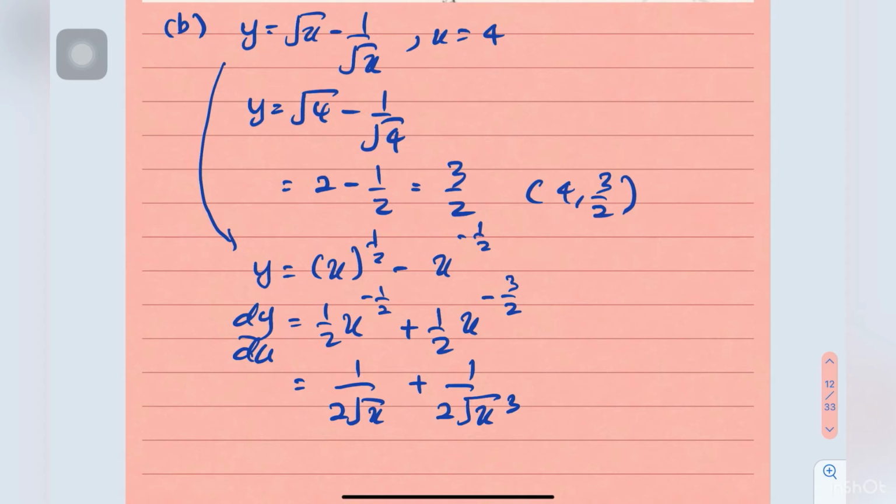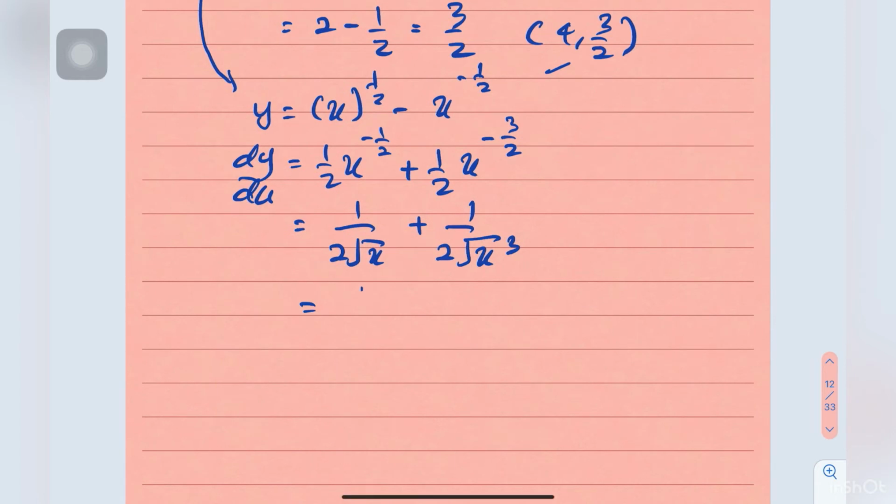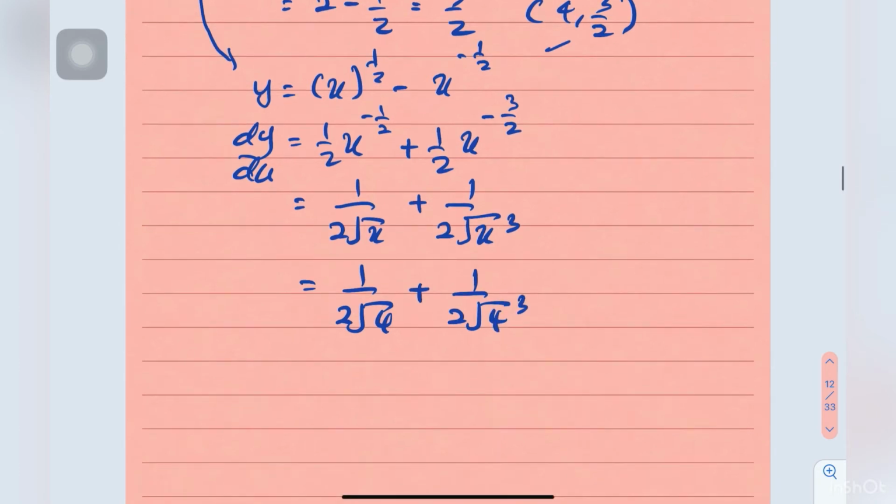Then we substitute x equals to 4 into this equation. So 1 over 2 square root 4 plus 1 over 2 square root 4 cubed. So here I have 2 times 2, plus 2 times 2 cubed. So 1 over 4 plus 1 over 16. 1 over 4 plus 1 over 16 is 5 over 16. This is gradient of tangent.